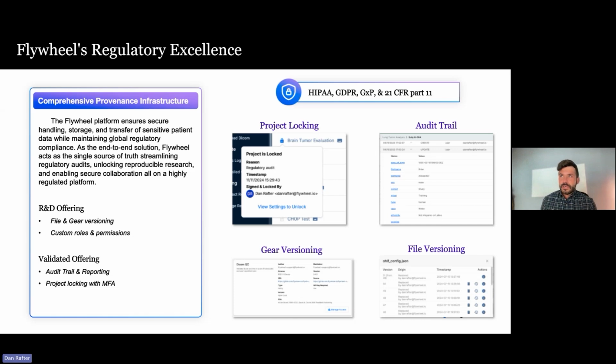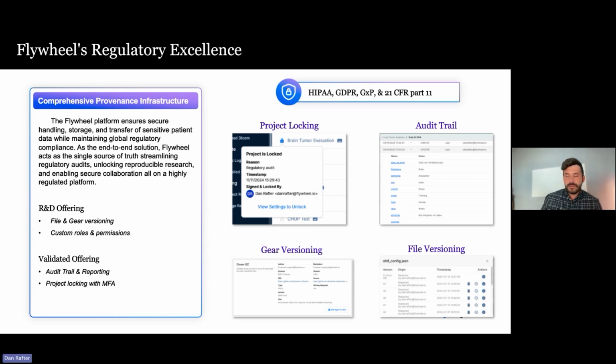Flywheel also does this with a focus on regulatory excellence. We know that we are working with patient data. This is incredibly important to be secure and have all of those necessary regulations checked and accounted for. And so what we've done is we've got a number of ways where we are ensuring that you have all of the data you need to understand what's been happening to your data, who's accessed it. Everything is versioned in the system, both files and algorithms.